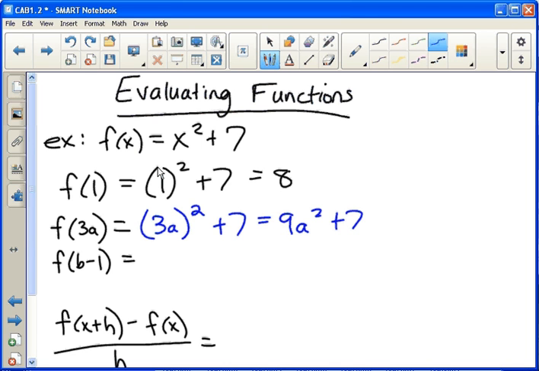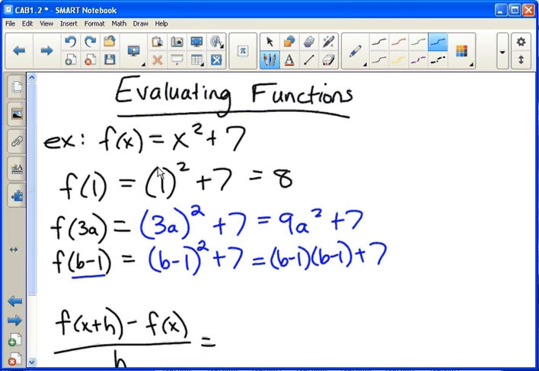Same here with b minus 1. You will plug b minus 1 in where x was. When you do this, make sure you do not just square each one individually. That's not going to work. You have to FOIL it because squared means times itself, so it's really b minus 1 times b minus 1. So b minus 1 times b minus 1 gives b squared minus 2b plus 1 plus 7. So just simplify, that will be plus 8.